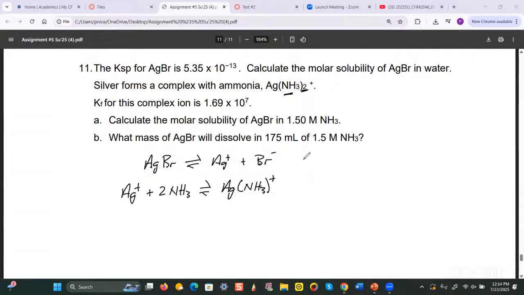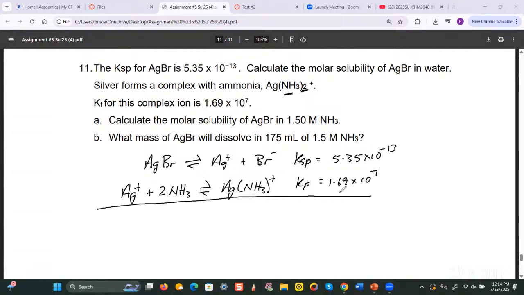equation to contend with. So the KSP for this is equal to 5.35 times 10 to the minus 13. And the KF for this is 1.69 times 10 to the 7th, right? Now, this is a two-step process, which means that you can add them together to get the overall reaction. And of course, when we do that, we have to cancel out those items that are common on both sides, which in this case would be the silver ions.